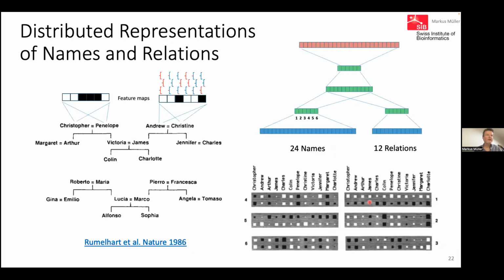Now, this is the famous paper by Rumelhart, Hinton, and Williams, where it was actually a very simple system. They just had two family trees, an Italian one and an English one. And you see here the association. So Roberto is married to Maria and they have children. And this daughter, Lucia, is married again, and so on. In this neural network here, you see the architecture. You put in a name and a relation. For example, Lucia is daughter of, and the answer should be Roberto and Maria.